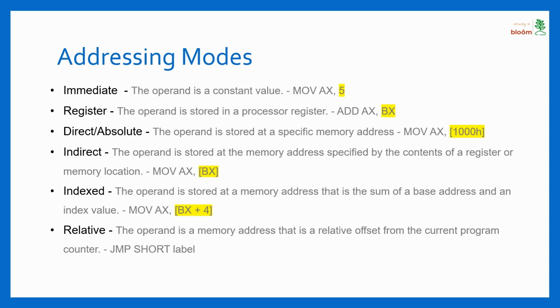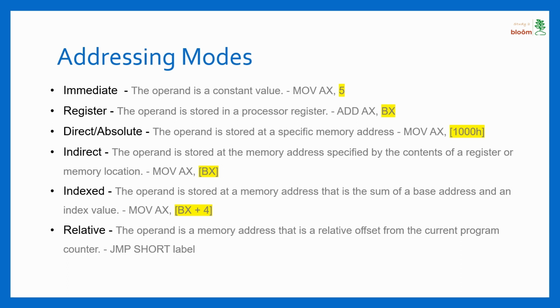Instead of a register, if we use a memory location, we put it within brackets. So the operand is stored in a specific memory address. And if we use a register within brackets, the operand is stored at the memory address specified by the content of the register. Here, if we go to the BX register, within that the memory location address is stored, and we have to refer to that location to get the real operand.